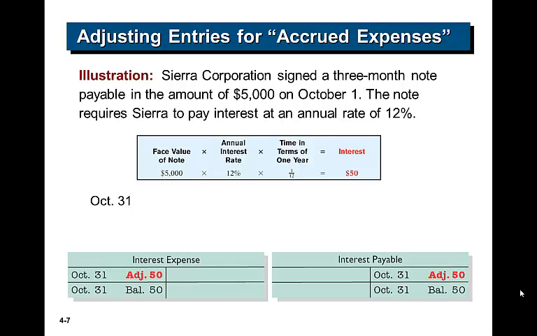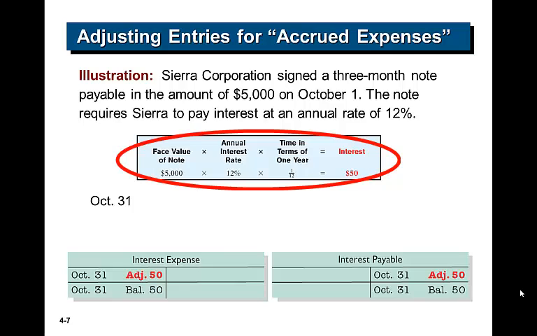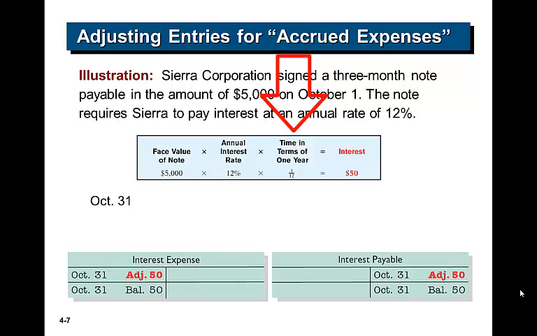Our calculation of interest is principal times rate times time. The principal in this example is $5,000, the rate is 12%, and the time factor is 1/12. This time factor is required because if we simply multiplied $5,000 by 12%, we would calculate the interest that Sierra would pay if they had the money for an entire year. The 12 in the denominator represents 12 months in a year, and the 1 in the numerator represents 1 month, the month of October. If we wanted to calculate the total interest that Sierra will pay on the note, the time factor would be 3/12.